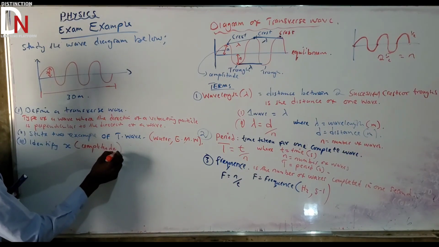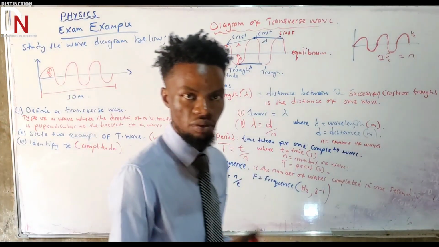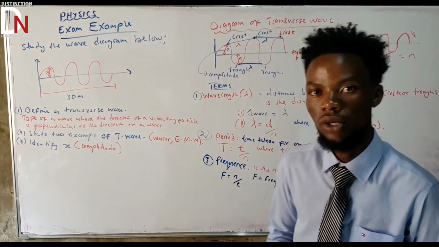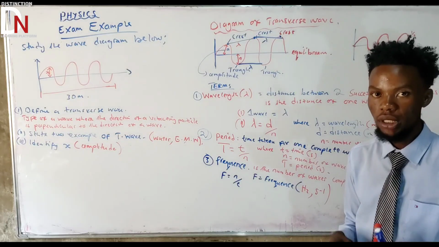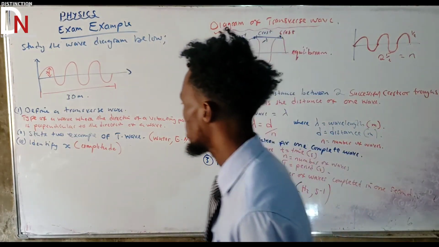Remember the definition of amplitude. Amplitude is just the displacement between the equilibrium position and the highest point, the crest, or the lowest point, the trough. That's what we said. And amplitude is measured in meters. Since that is the length or displacement, it's going to be measured in meters.